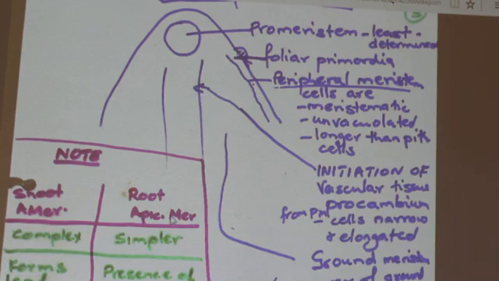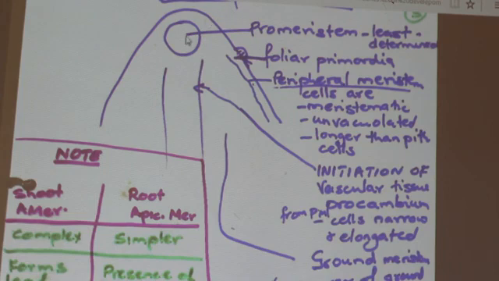The root apical meristem, by comparison, is simple because everything just goes from one center to produce the rest. The only complication, or the only difference, is the fact that it has a root cap, which you will not find in a shoot apical meristem.